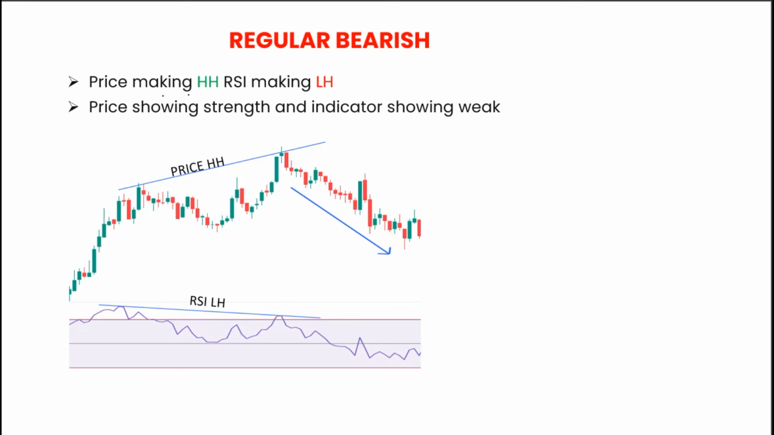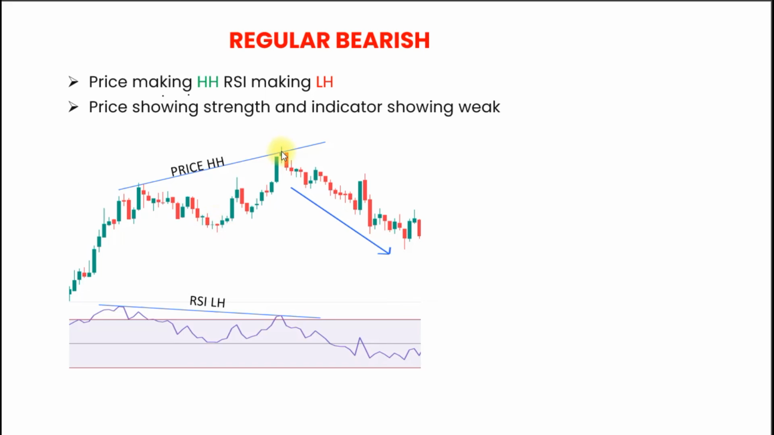This is regular bearish. Regular bearish divergence means price is making higher highs and RSI is making lower highs. You can see this is one swing and this is another swing. So price is making higher highs, price is going up. At the same time, you can see what the RSI indicator is doing: RSI is making lower highs.